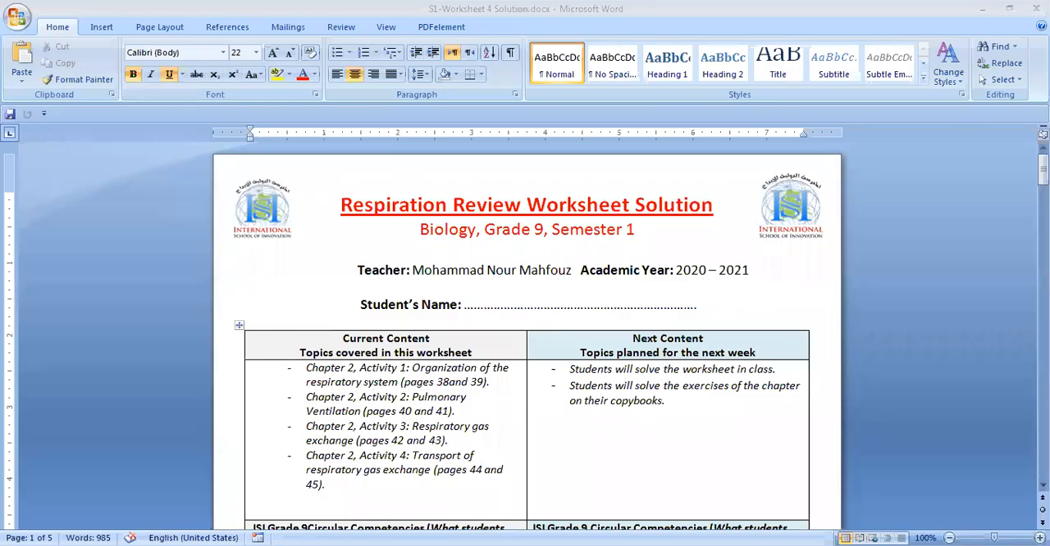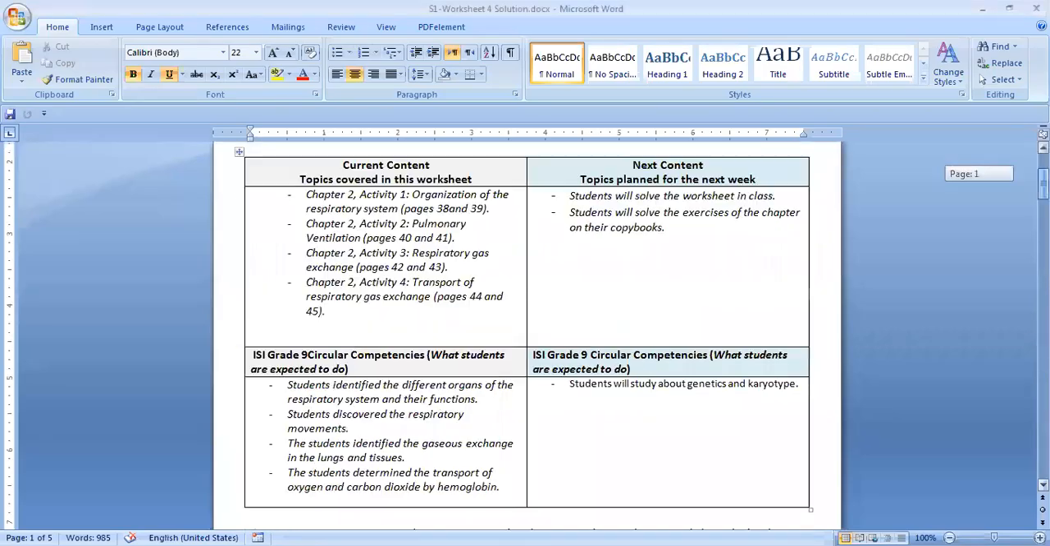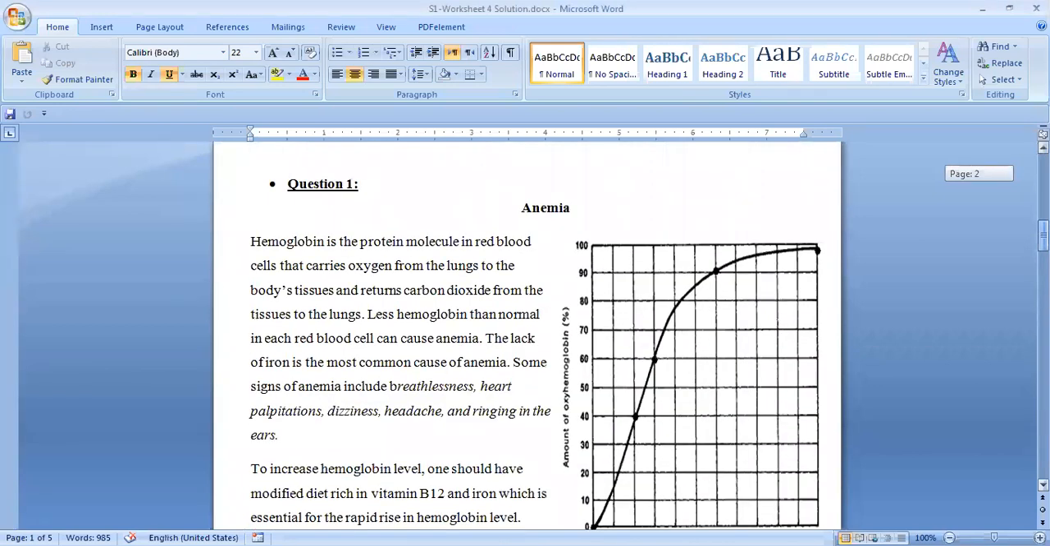So starting with the worksheet, review expression, review worksheet solution. Let's start with question number one, question number one, about anemia.